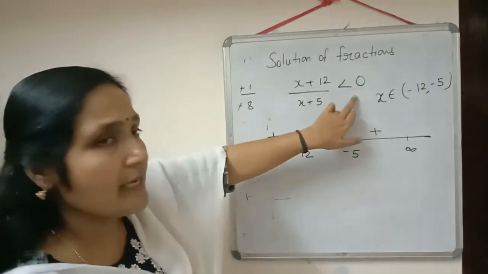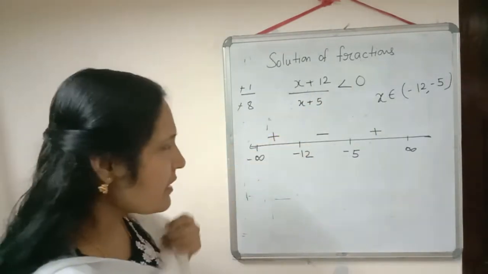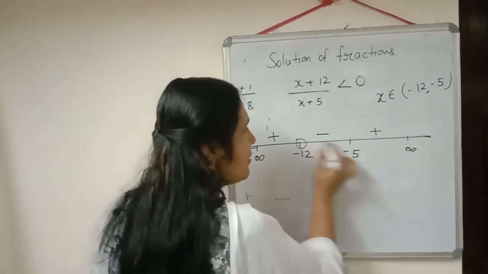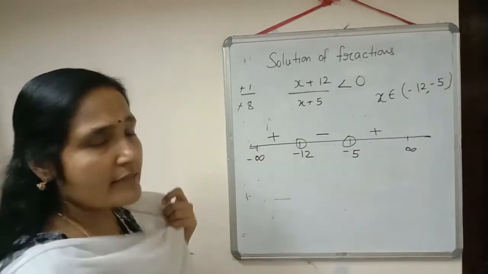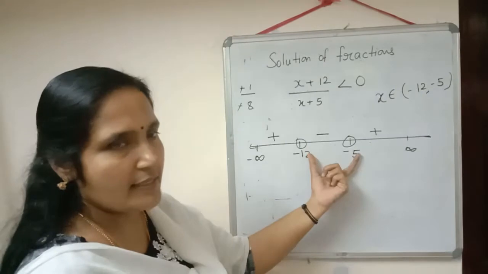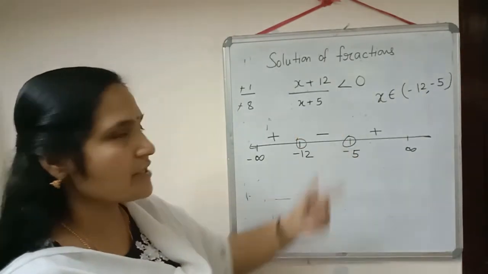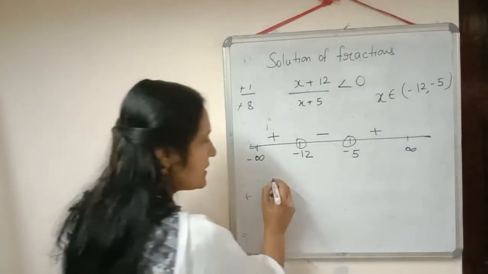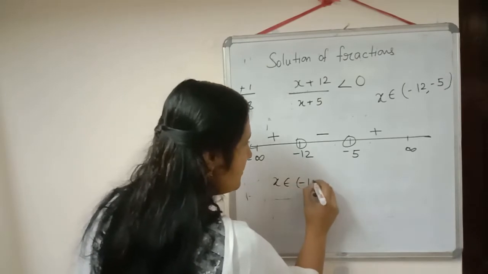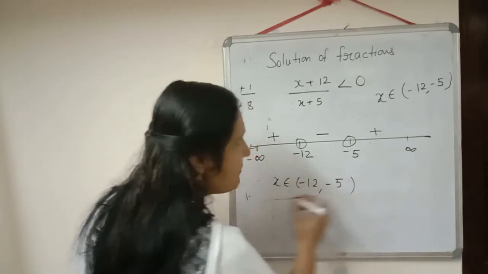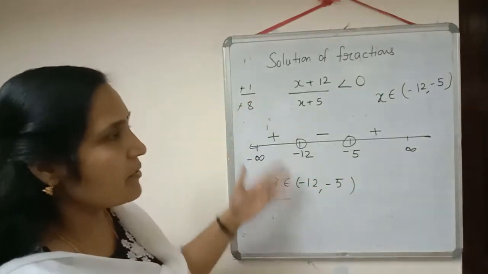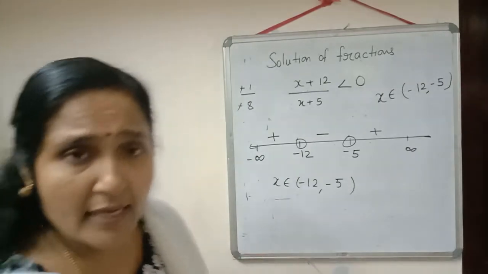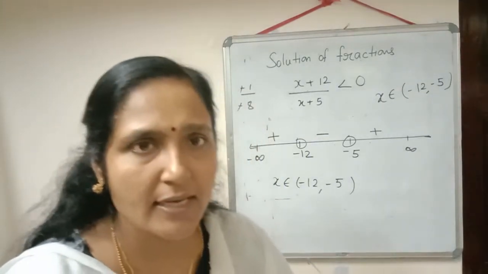Rational number should be smaller than 0. So in which case are we getting the smaller rational number, smaller than 0? In this case only we are getting our rational number negative. So just to write down there, x belongs to (-12, -5). So in both the cases you are getting the same solution. So I think it is clear now.